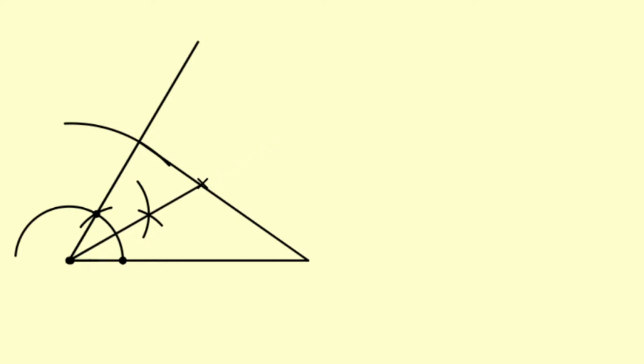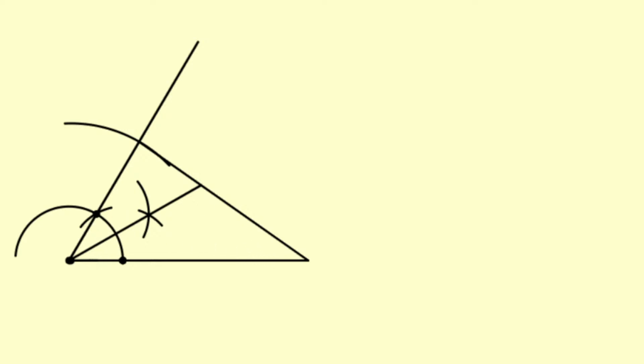The line should be inside the triangle. So I have constructed the line like this. This is the locus of the point which is equidistant from AB and BC. Now afterwards, I have to draw the locus of the point which is equidistant from B and C.